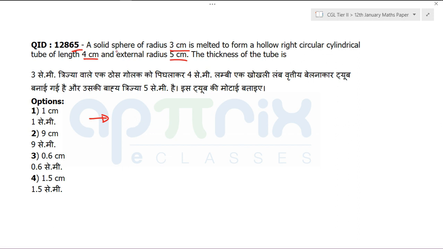Let's do it. A solid sphere is given, radius is 3, and it is being melted. So what is the volume? You will write 4 by 3 into pi r cube, I mean you will write 3 cube here. Then you are making a hollow right cylinder. I'm not writing pi, the hollow right cylinder gives you pi. Then you get r1 plus r2, and then r1 minus r2, if you remember the hollow cylinder. Now here you can clearly summarize, it is going to be 36 on this side, because 27 by 3 is 9, and 9 fours are 36.